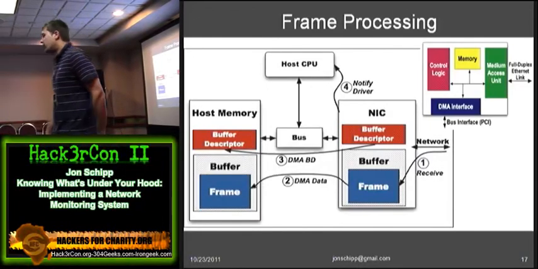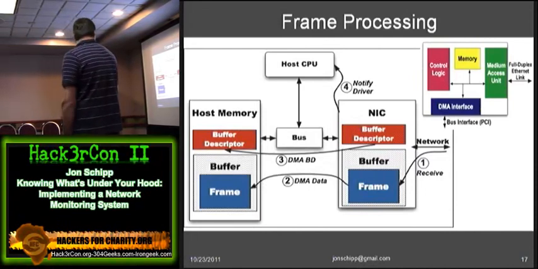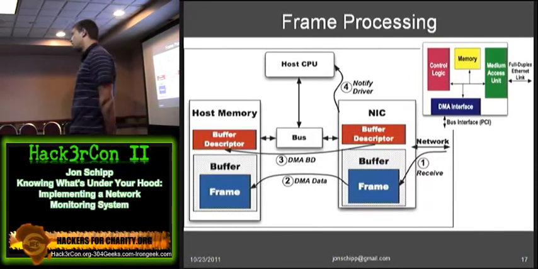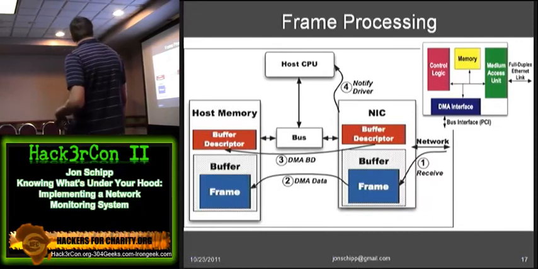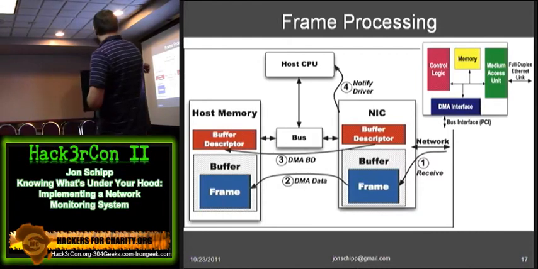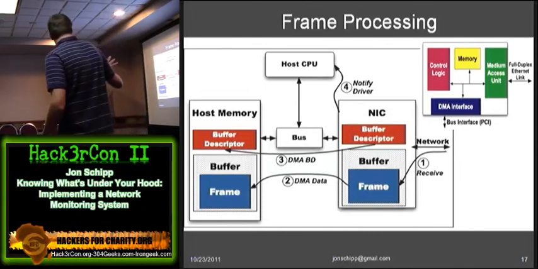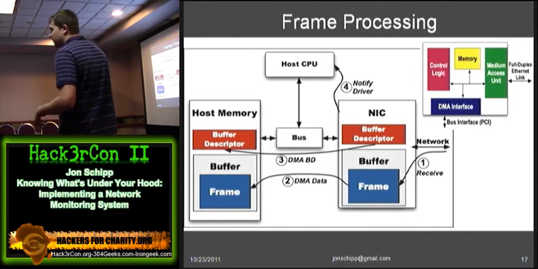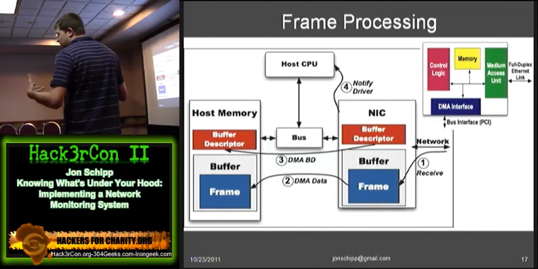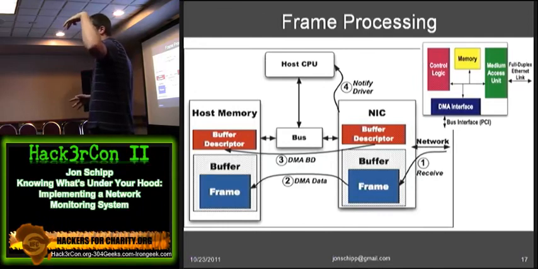Okay, so frame processing. This is basically how it's done. It's probably not true for all cards, but generally this is how it's done. A frame will come in to the NIC, right? It'll be stored in internal memory on the NIC in a buffer. The buffer is then DMA'd to another buffer in the host operating system. And then a buffer descriptor in the NIC is transferred to the host operating system memory. This descriptor describes the frame in memory, so you can address it and do things with it.